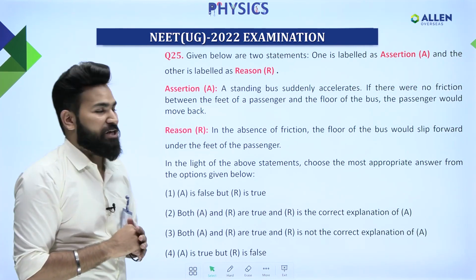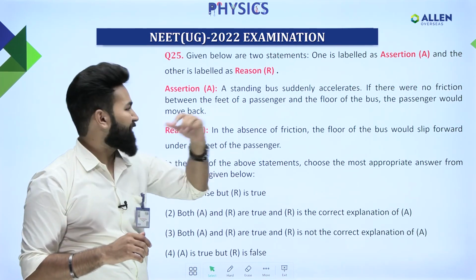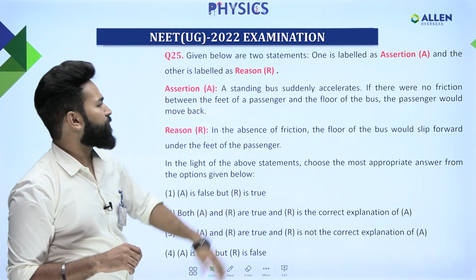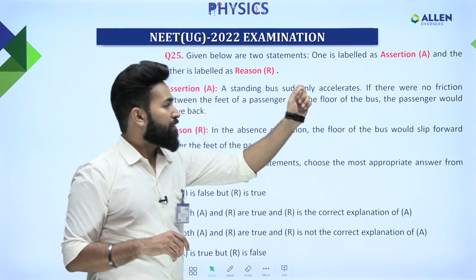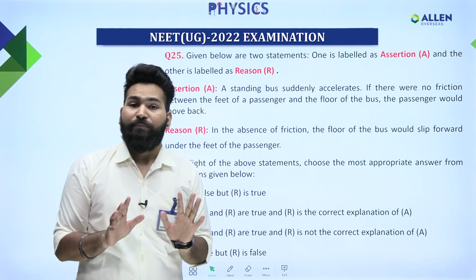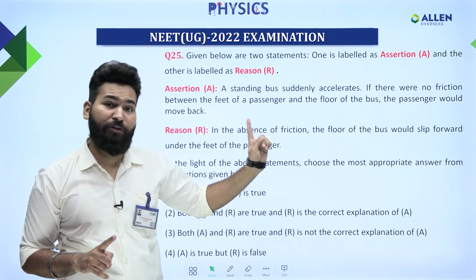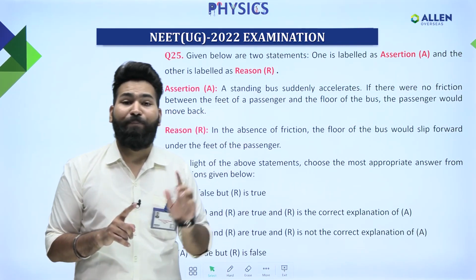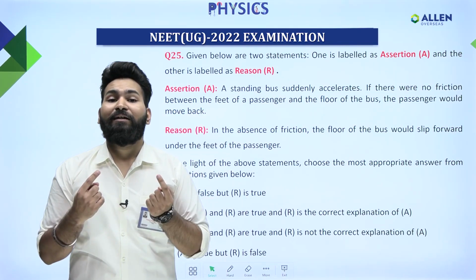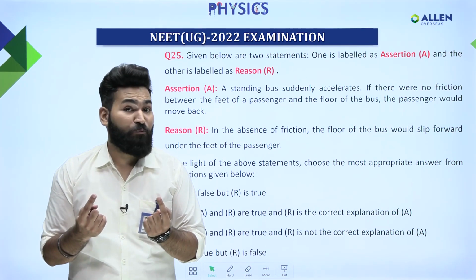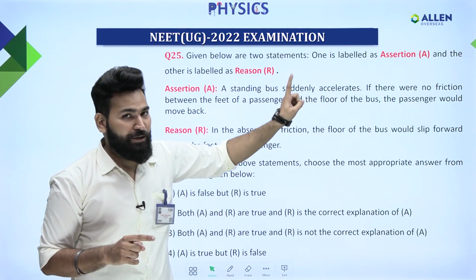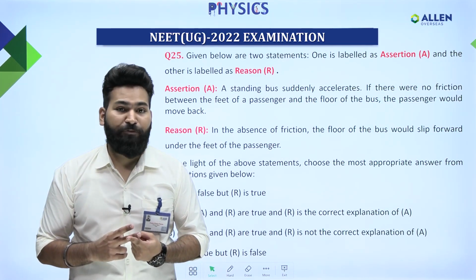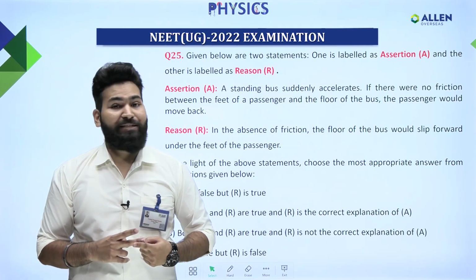But in general, what comes to your mind after seeing that assertion, that a standing bus suddenly accelerates and if there is no friction between the feet of a passenger and the floor of the bus, the passenger would move back? Yeah, the statement seems true at first go, but the passenger would move back in the bus frame, not in the ground frame. The frame of reference is not mentioned in the assertion, and we know that when no frame of reference is mentioned, we take ground as the reference frame.